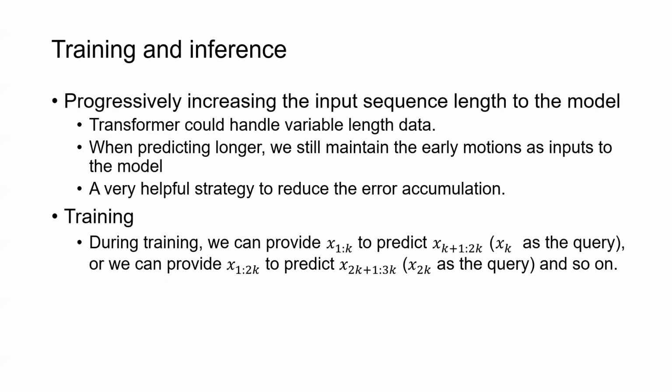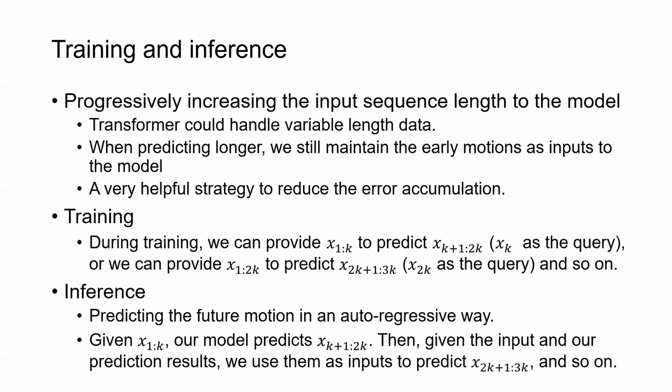During training, we can provide x1 to k to predict xk plus 1 to 2k, with xk as the query. Or we can provide x1 to 2k to predict x2k plus 1 to 3k, with x2k as the query, and so on.